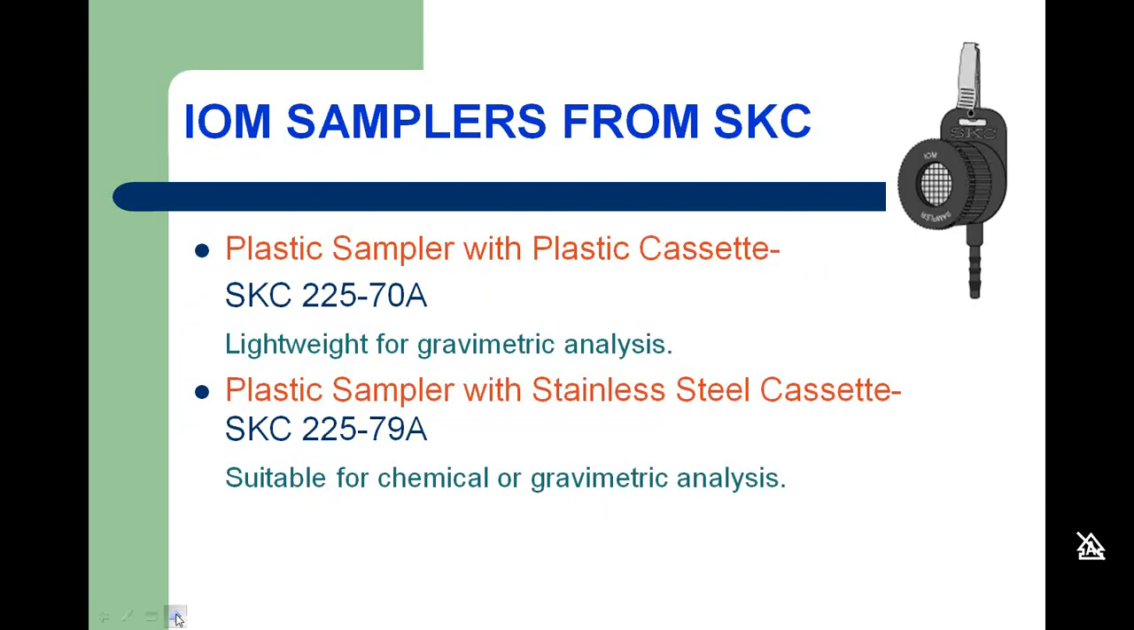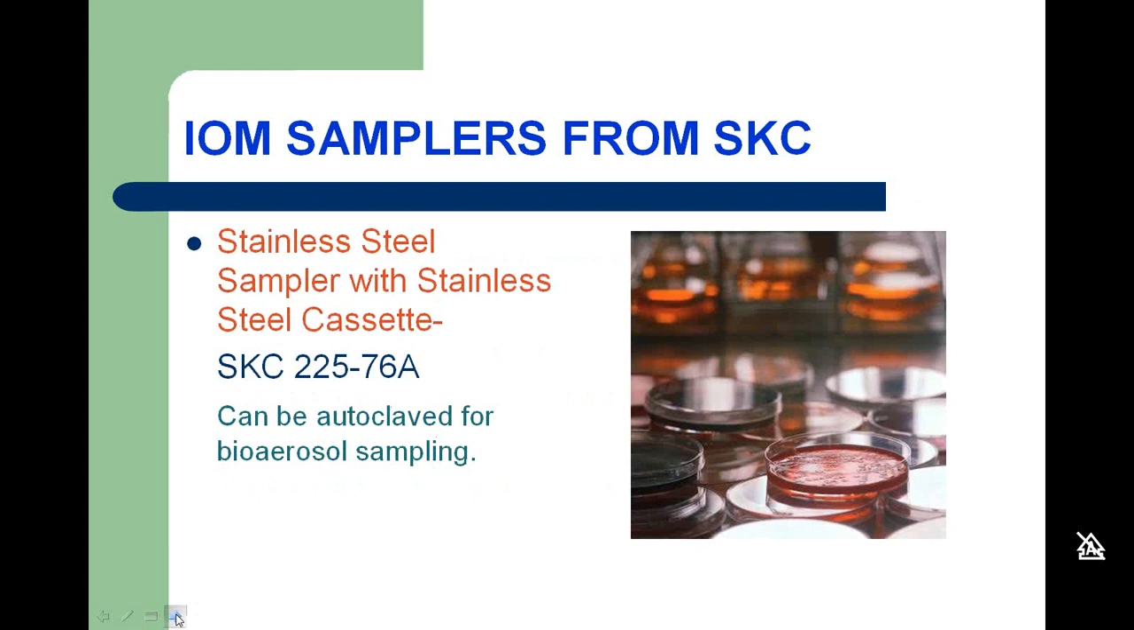So in summary, there are 3 models of IOM samplers from SKC. The plastic sampler with a plastic cassette, typically used for gravimetric. The plastic sampler with a stainless steel cassette, typically used for chemical, but also used for gravimetric. We also have a stainless steel sampler with a stainless steel cassette. This is a specialty item normally used only for bioaerosol sampling or extreme static conditions.